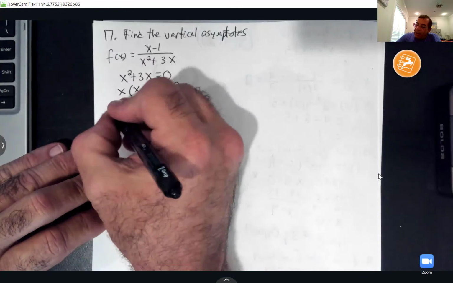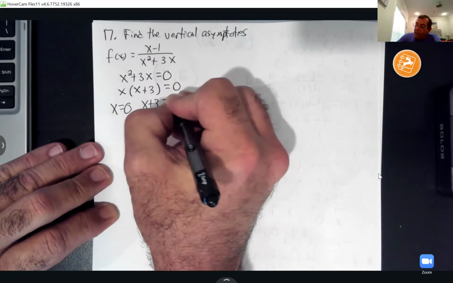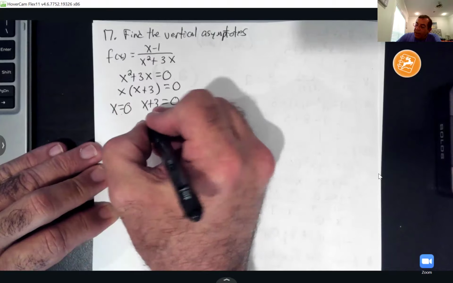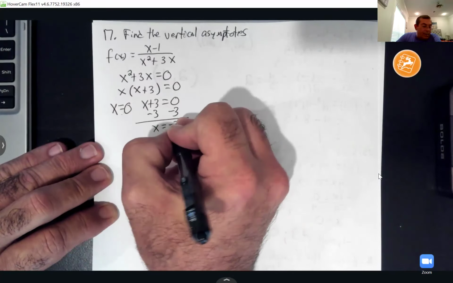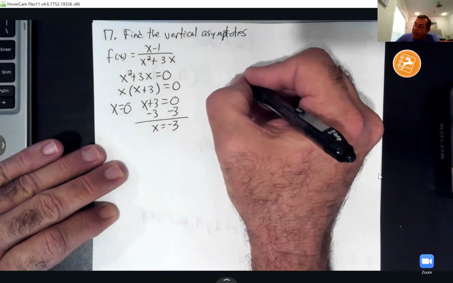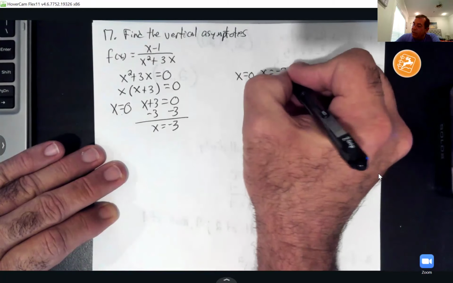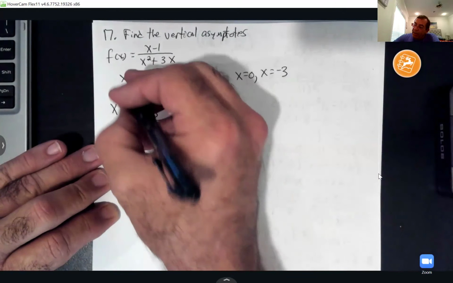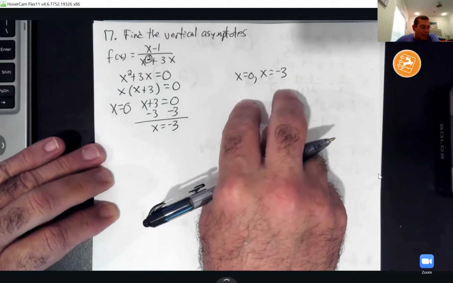Set both these equal to 0. So that one's done. So 0 is one asymptote. And then here, subtract 3. And you get x equals -3. And that's my asymptotes. x equals 0, comma, x equals -3. Okay? Just remember, you got an x squared there. So you got to get 2 vertical asymptotes, okay?